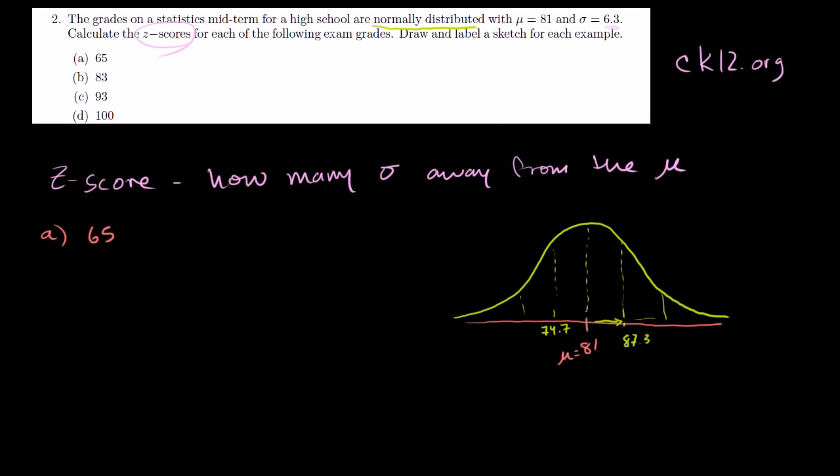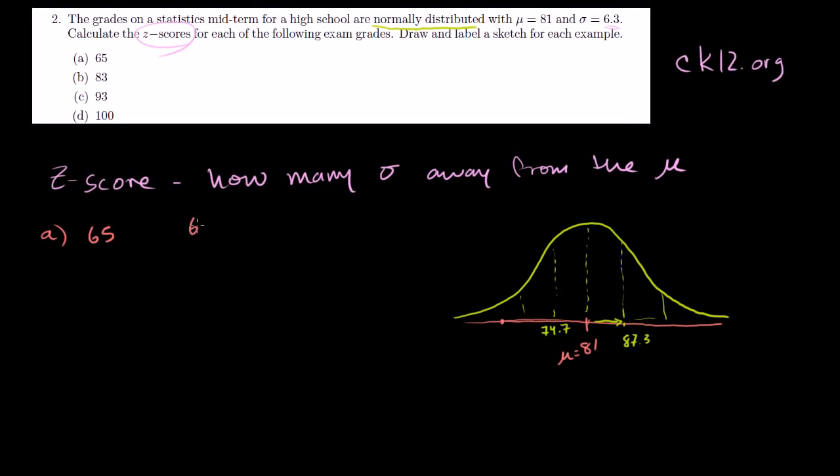So let's figure out the z-scores for each of these grades. 65 is maybe going to be here someplace. We first want to say, how far is it from our mean? Actually, you want a negative number because you want your z-score to be positive or negative. Negative would mean to the left of the mean, and positive would mean to the right of the mean.